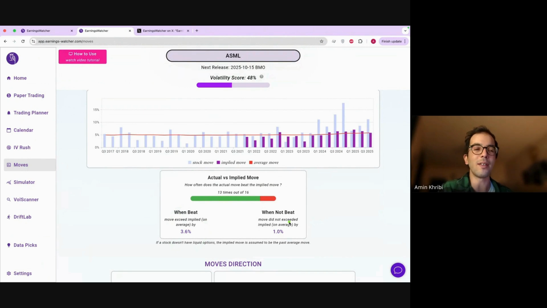While when it misses it by 1%. Now, this big difference, where basically it's a 3-to-1 ratio, is quite favorable for us for these long volatility plays, where we see that if it beats, we have a good chance of a big move with a high amplitude.